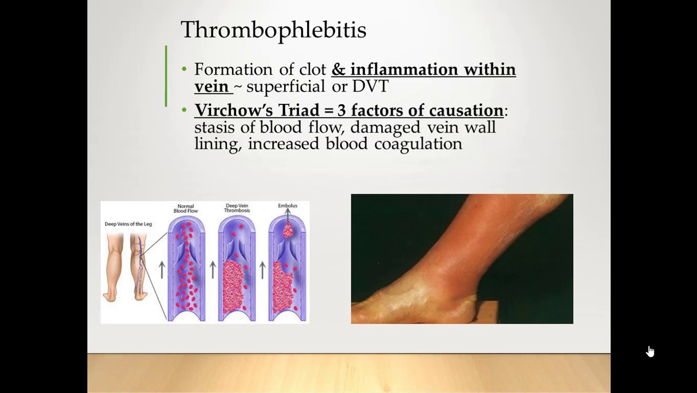All right. Thrombophlebitis is formation of a clot, inflammation in a vein. It can be superficial, it can be a DVT, either one. For thrombophlebitis to form, you need 3 different factors. You need the blood flow to be stalled, the vein wall damaged, which would be like if a person had an IV, and then you need their coagulation to be increased. So they need to clot a lot easier. So you can see on the pictures here, that kind of tells you exactly what happens with the different types.